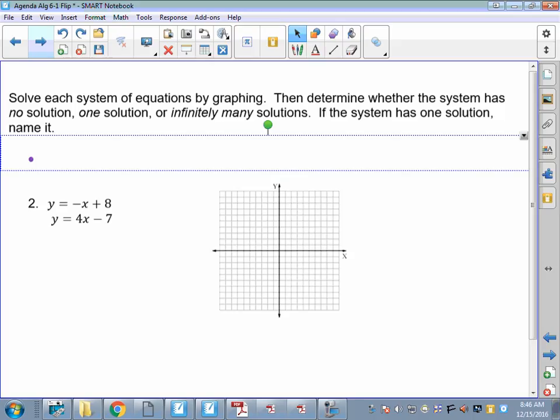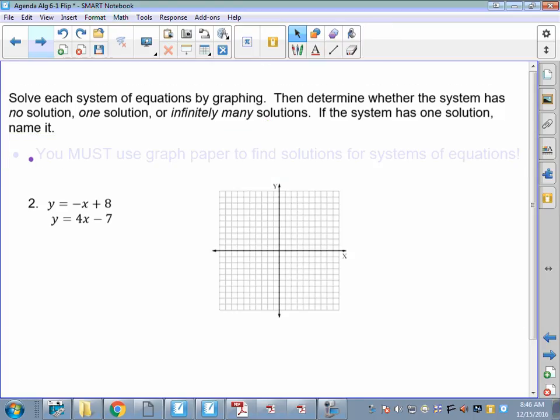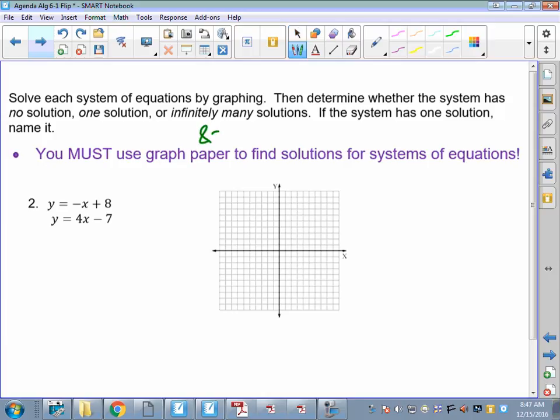Well, the one thing that I wanted to say here is you need to use graph paper. You must use graph paper to do this. And I recommend rulers as well, or a straight edge of some sort, because if your line is slightly messy, if your grid marks are slightly off, that's going to mess up your solution. So you have to be very precise when you do these.